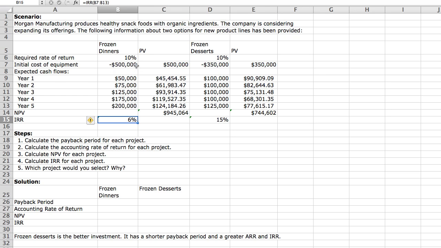Here you're going to see the initial cost of equipment. This should always be factored in as a negative number for frozen desserts as well. It would also be factored in as a negative number. The expected cash flows are positive numbers. You want to calculate the net present value for each of those anticipated cash flows.